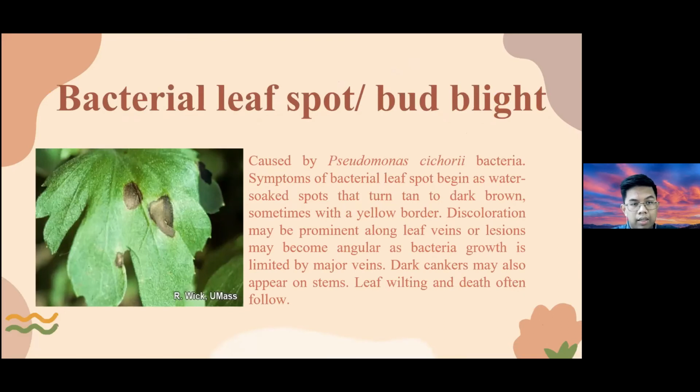Okay, the next disease is bacterial leaf spot or bud blight, caused by Pseudomonas cichorii bacteria. Symptoms of bacterial leaf spot begin as water-soaked spots that turn tan to dark brown, sometimes with a yellow border. Discoloration may be prominent along leaves, veins, and lesions may become angular as bacteria growth is limited by major veins. Dark cankers may also appear on stems. Leaf wilting and death often follow.